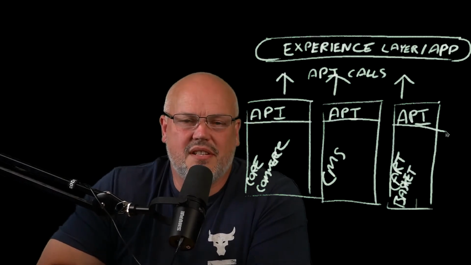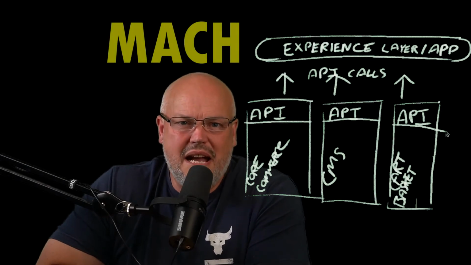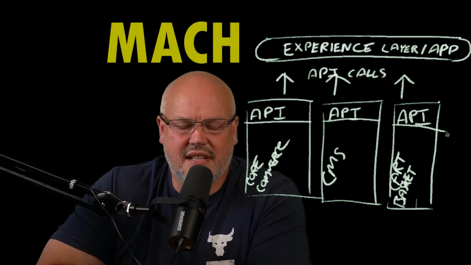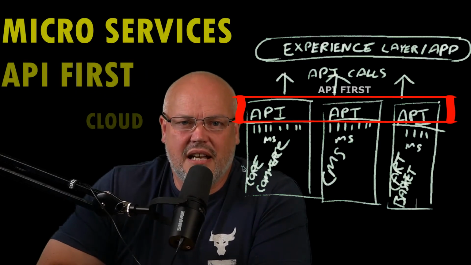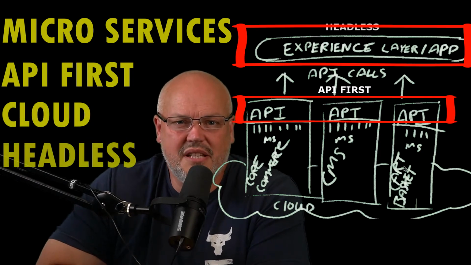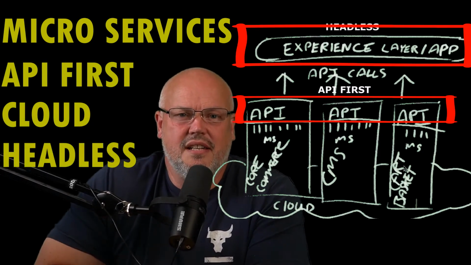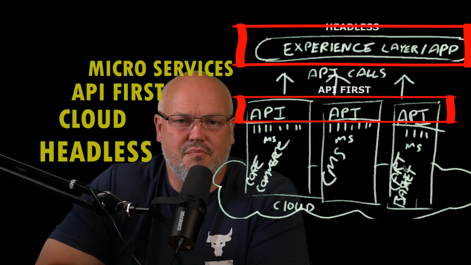This is now where we can start talking about MACH. MACH is actually how the technical stack in this instance is delivered. MACH means microservices, API first, cloud native, and headless. So it means that that stack actually is built and delivered using those principles.